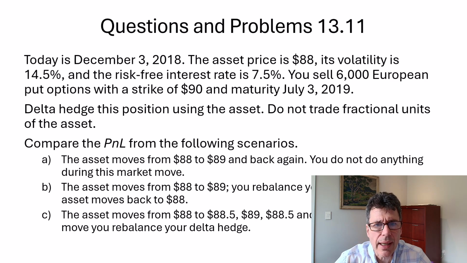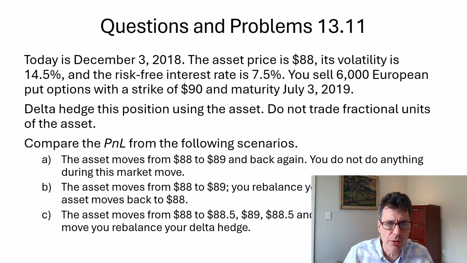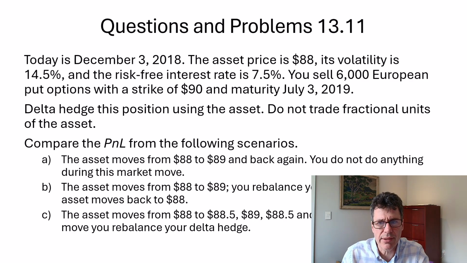This is end of chapter questions and problem 13.11. We're going to use the option portfolio spreadsheet to solve this problem. Today is December 3rd, 2018. The asset price is 88. Its volatility is 14.5, and the risk-free interest rate is 7.5.